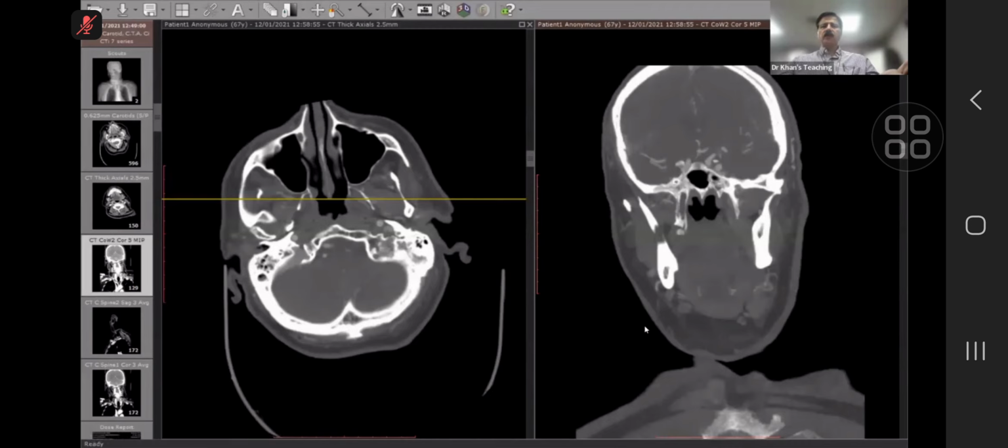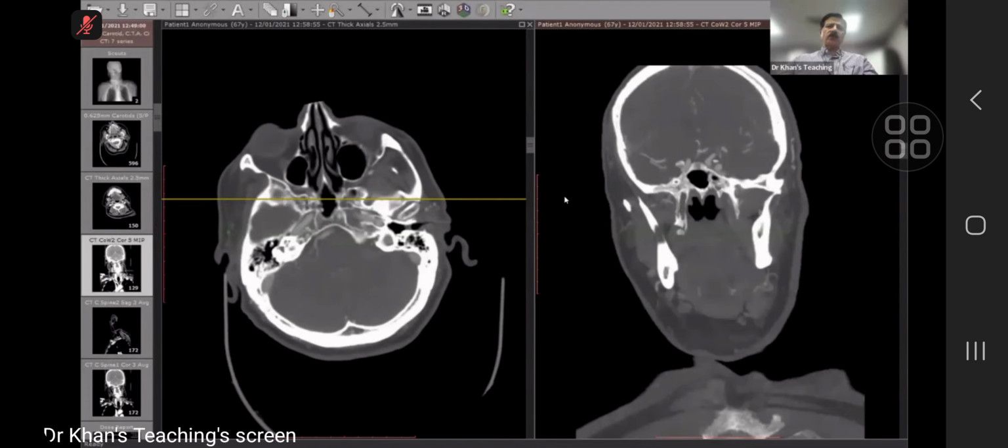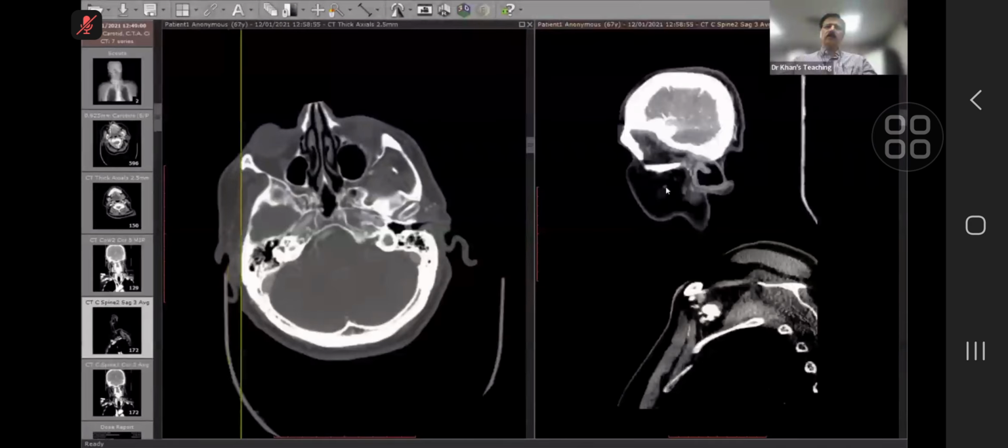Can you see my DICOM viewer? Yes, I can. Okay, so let's go through this anatomy once again. Now, this is, let me put in a sagittal there instead of a coronal.